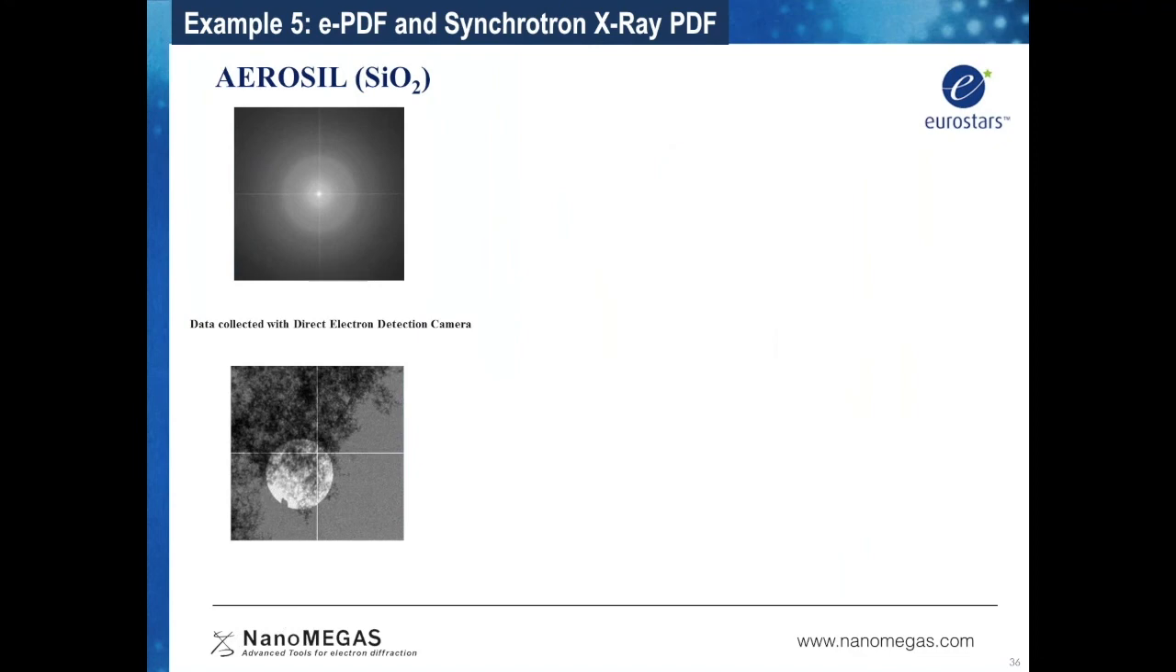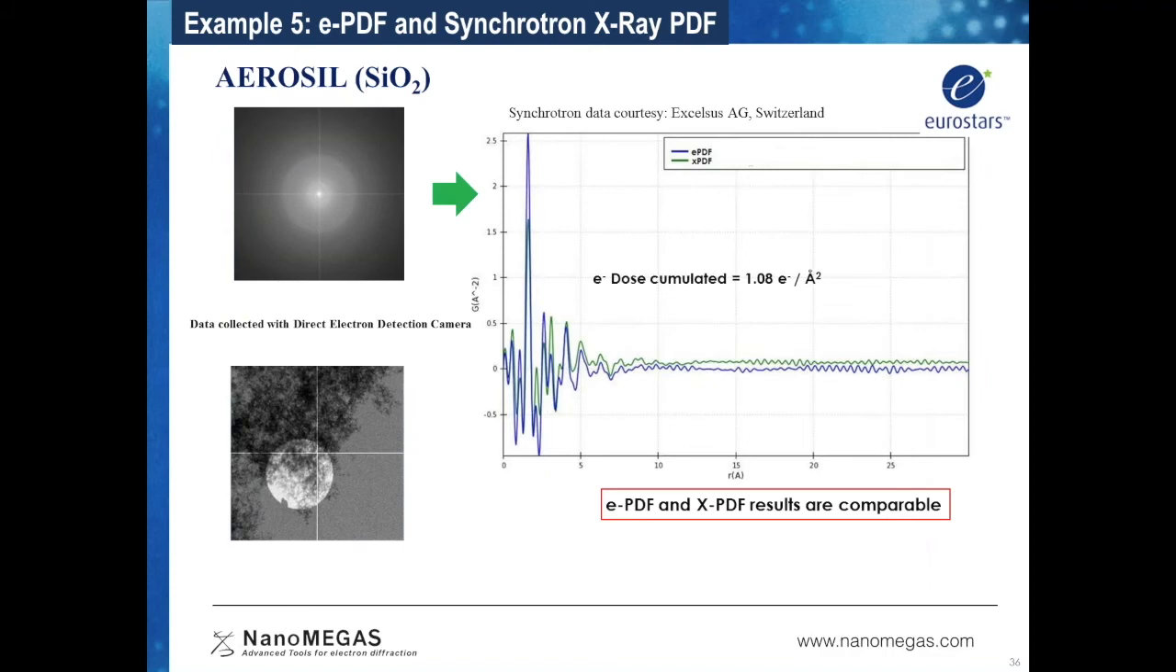The last example is from Aerosil, where diffraction data was collected using a direct electron detection camera, and the obtained ePDF was compared with the XPDF results from synchrotron data sets, and it is comparable. So let me stress again that the ePDF results obtained from electron diffraction in an electron microscope are comparable with synchrotron data, but as you have a TEM in your institute or lab, you can use it routinely for your experiments to analyze amorphous or nanomaterials.